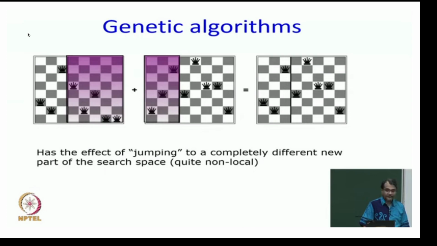So finally, in terms of genetic, what it is doing, if you see what actually crossover is doing, this is a board, and in the second one another board situation. Finally, what we are doing, we are taking good moves from each other. So we fix the left part, we took the right part from the other one. If you do the plus operation, finally leading to this one, right? The initial part we took from the first chessboard, and afterwards we took it from the other chessboard. Here is the effect of jumping to a completely different new part of the search space, quite non-local.